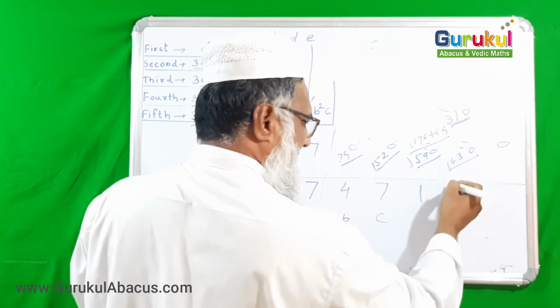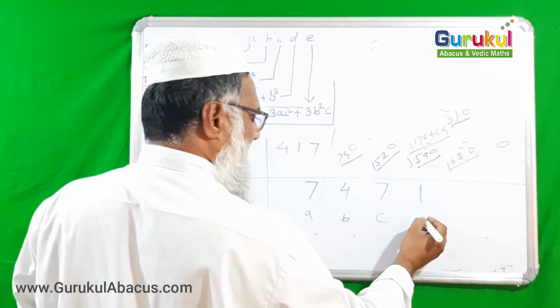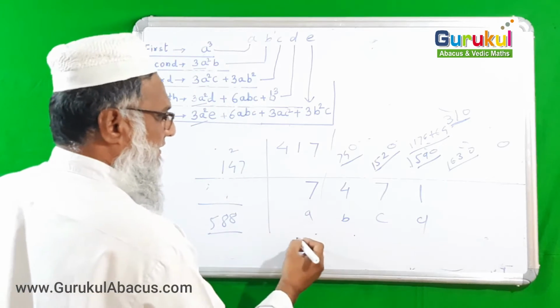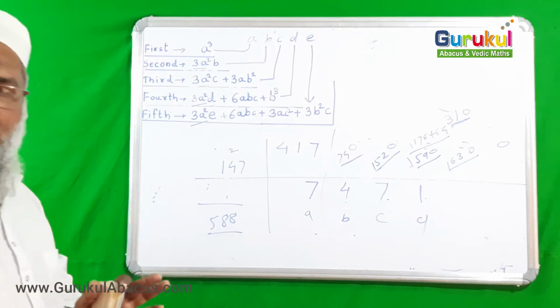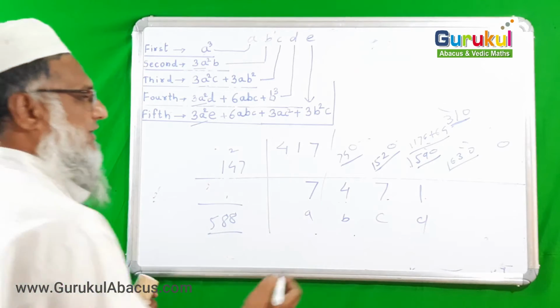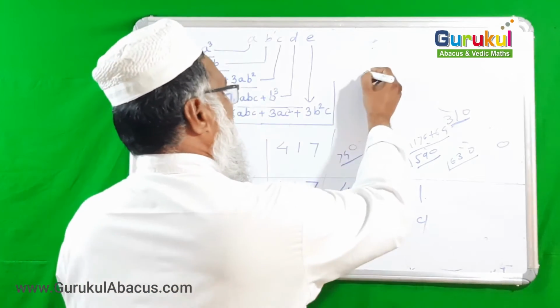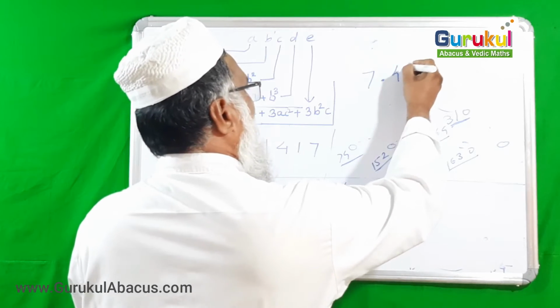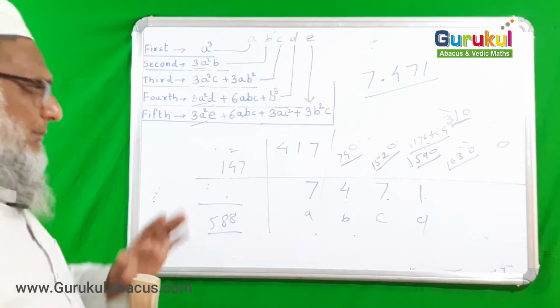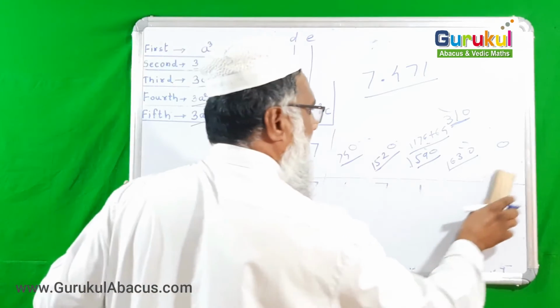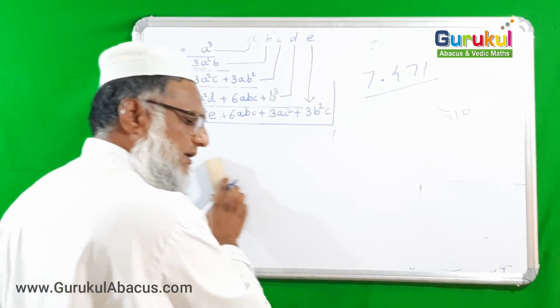With this I can again continue, but I am just stopping because I have got the answer 7.471. Up till 3 digits I have got the answer. So finally what can we say? The example's answer is 7.471. Okay, by practicing again and again, perfectly and fast, we can solve this example.